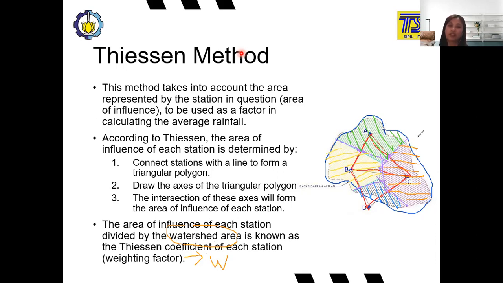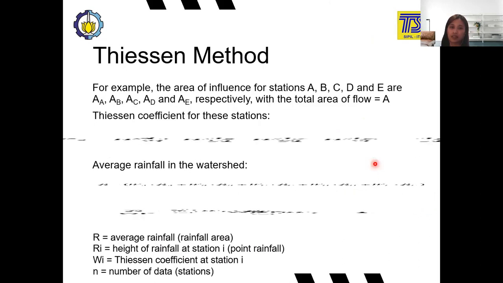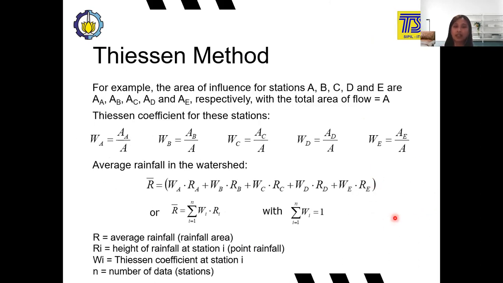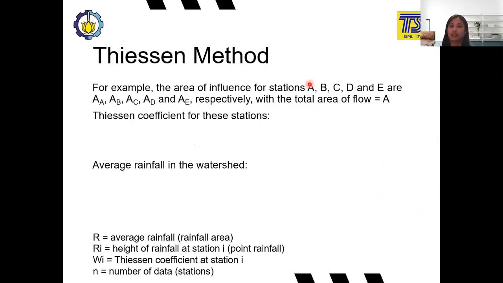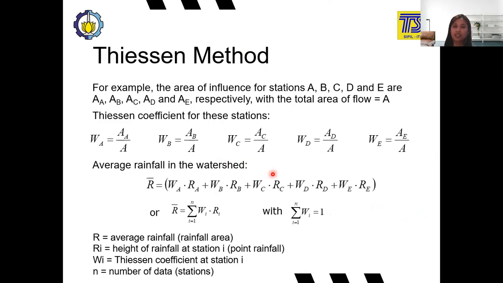Yeah. So if you got the watershed map, and then there are stations of rainfall there, you can draw the Thiessen polygon correctly. Okay, let me clear the drawings. So for example, because I draw it with only 4 stations, but here the equation is for 5 stations.